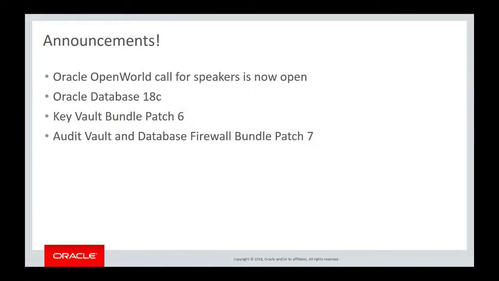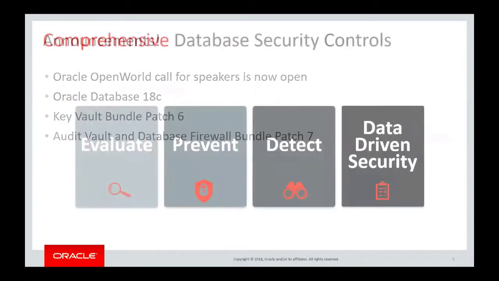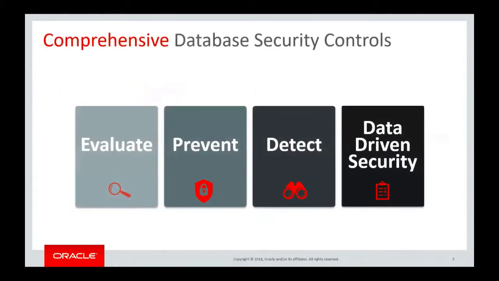And Bundle Patch 7 is the current one for Audit Vault and Database Firewall. Bundle Patch 7 adds in some new reports around GDPR. It also adds in some performance improvements, and it builds on the work we did in Bundle Patch 6, especially around collecting before and after values. So that's kind of what's new in the database security world.